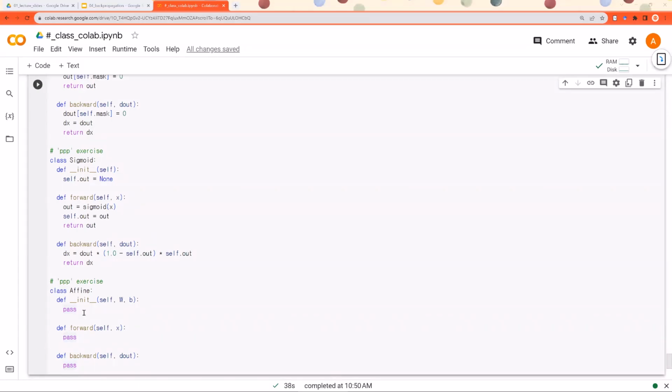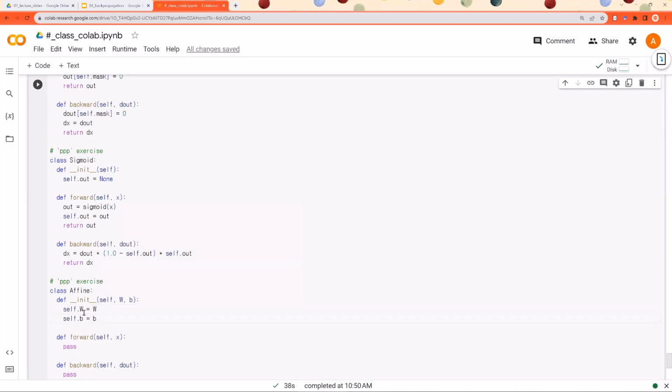Okay, let's solve this problem together. What we need to do is, of course, store the matrix and the bias as follows. And we also need to store the input x because we need that value for calculating the gradient of w. We need to store x because when we calculate the gradient with respect to w, we need this value.